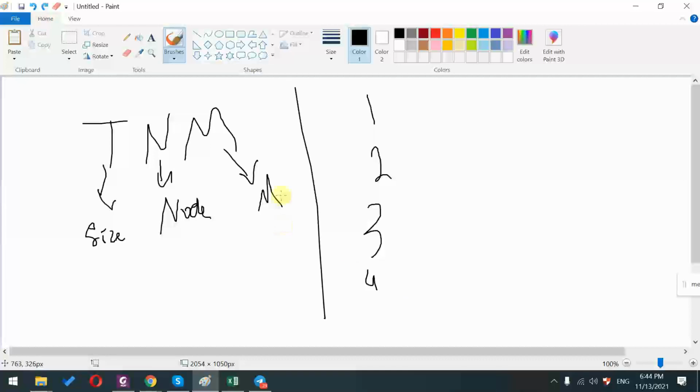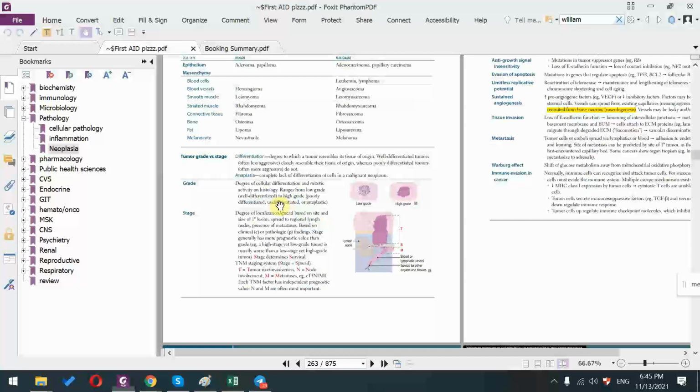Look at this, this is important. Normally the M should be 0, the node should be 0, and the size should be 0. You can play with these. If you have M1, each organ is different. That's good because it means you don't have to memorize all of them. But if M is 1, that means this cancer is stage 4. Done. If there is metastasis to any organ, you don't have to check anything else. This cancer is stage 4. The patient is going to die.